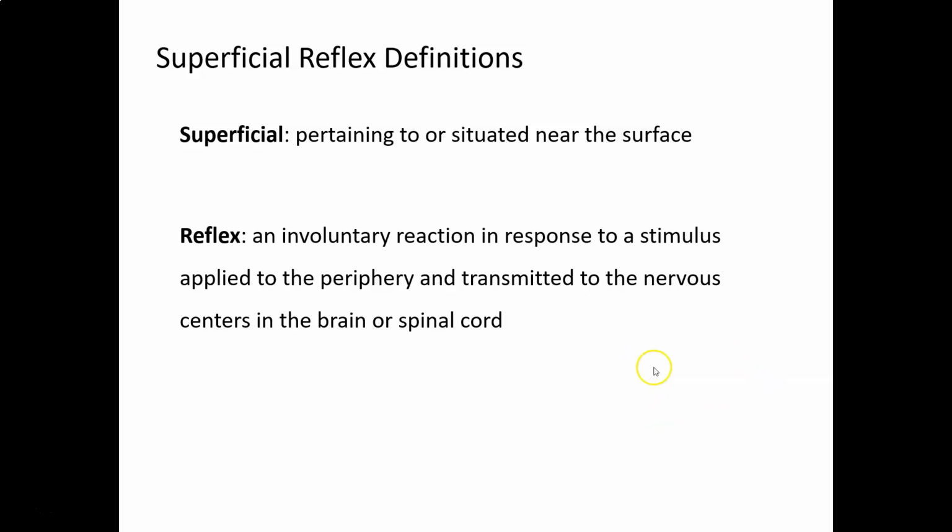Okay, so let's talk about superficial reflex techniques first. And I know you've practiced some of these in the lab setting. Superficial means pertaining to or situated near the surface, of course. And reflex is an involuntary reaction that's a response to a stimulus you applied to the periphery and transmitted to the nervous centers in the brain or spinal cord. So just strictly from touching skin, that message of the touch will head off to the nervous system, eventually to the spinal cord and then the brain, or one or the other depending on the reflex, and then you'll get the changes that you're after.